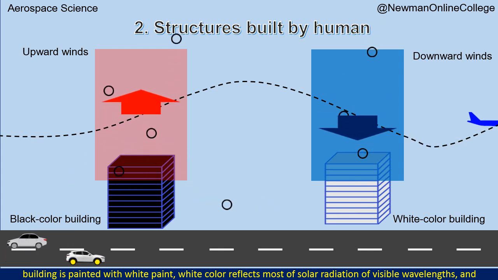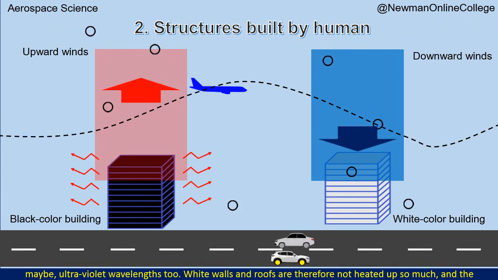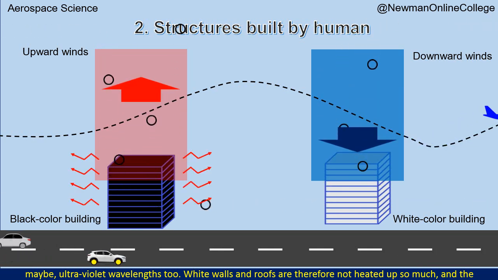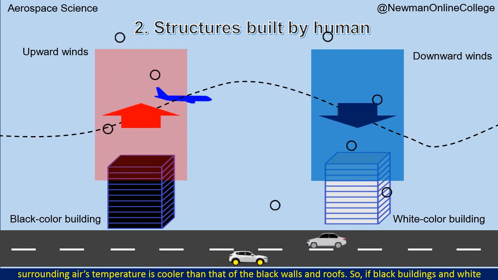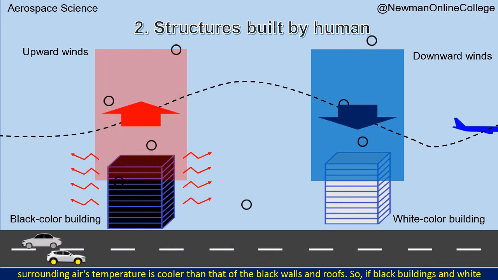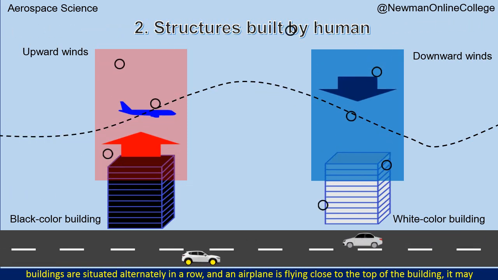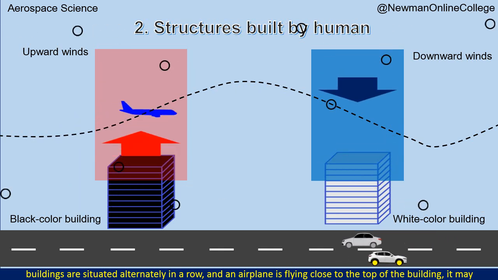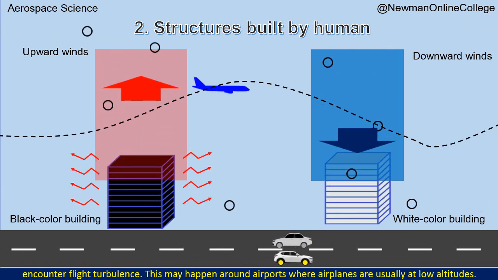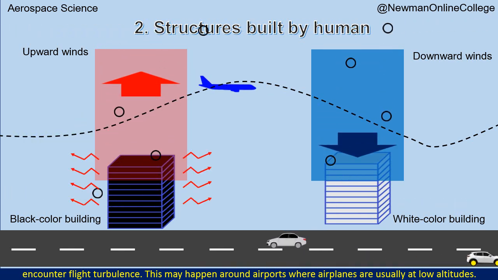Meanwhile, if the walls and the roofs of the building are painted with white paint, white color reflects most of solar radiation of visible wavelengths, and maybe ultraviolet wavelengths too. White walls and roofs are therefore not heated up so much, and the surrounding air's temperature is cooler than that of the black walls and roofs. So, if black buildings and white buildings are situated alternately in a row, and an airplane is flying close to the top of the building, it may encounter flight turbulence. This may happen around airports where airplanes are usually at low altitudes.